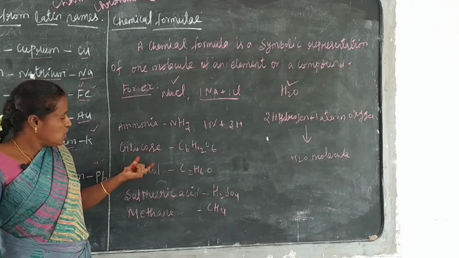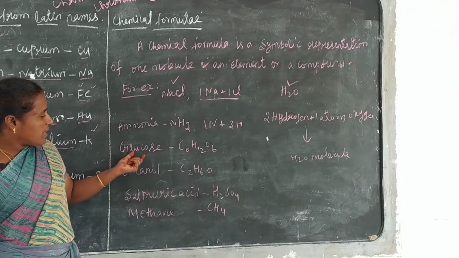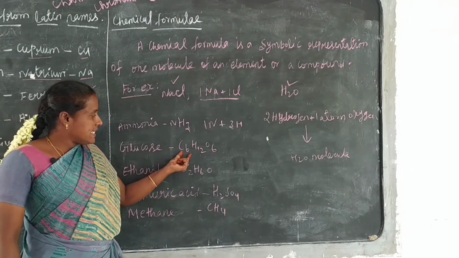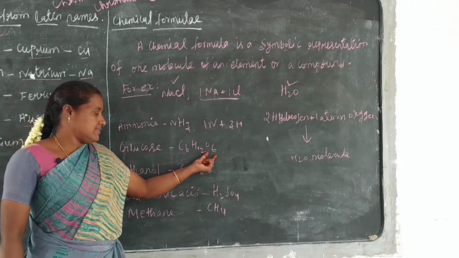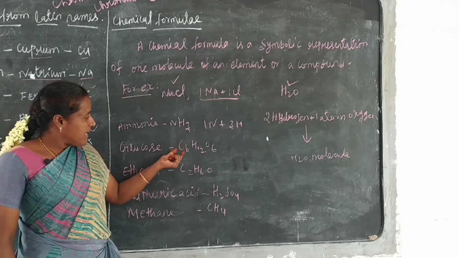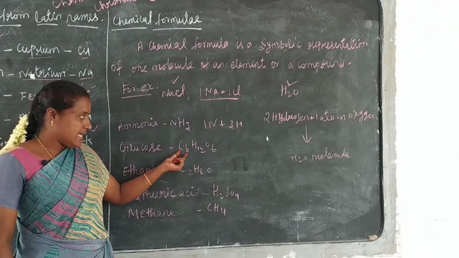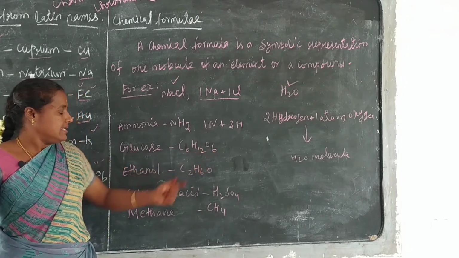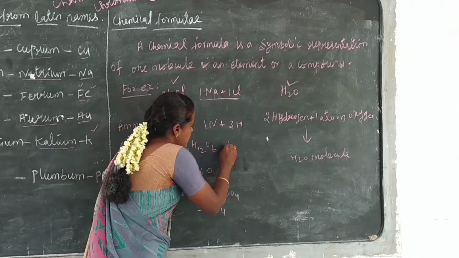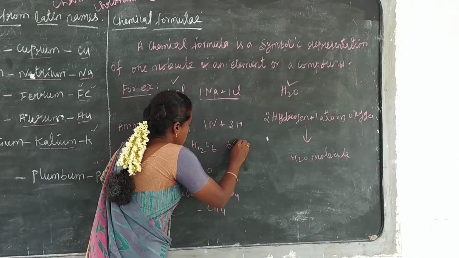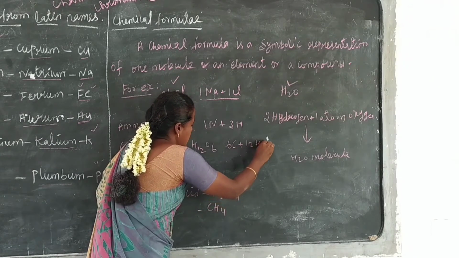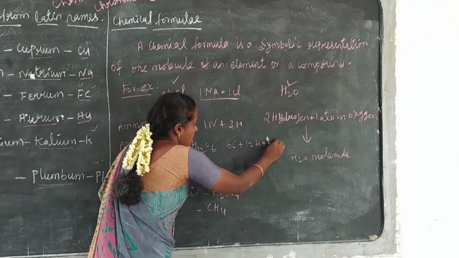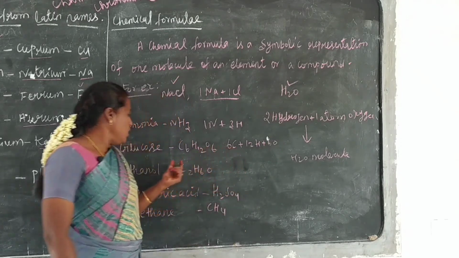Okay, next one is glucose. The chemical formula for glucose is C6H12O6. How many carbon atoms are present in this formula? 6 carbon, 12 hydrogen, and 6 oxygen atoms combine to form a glucose molecule.